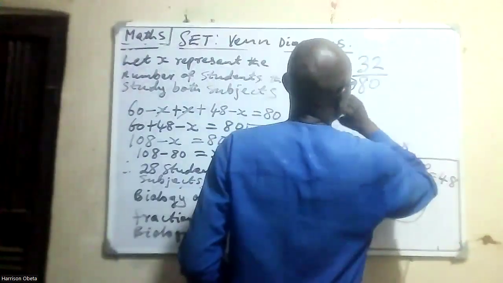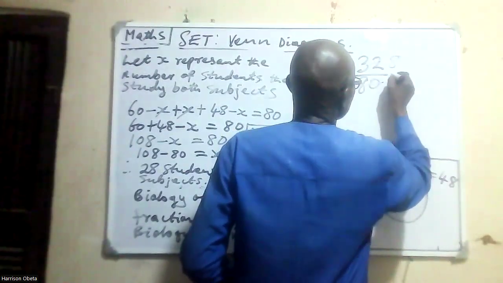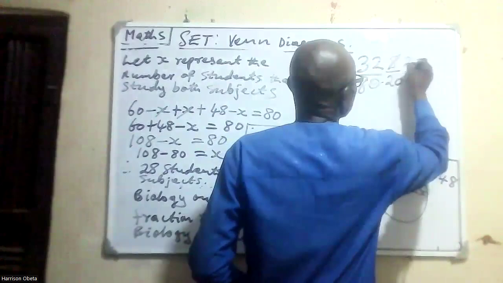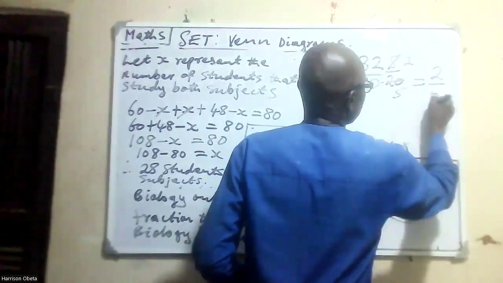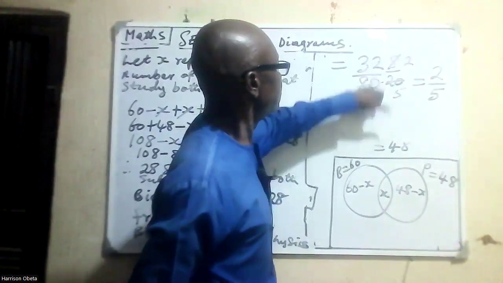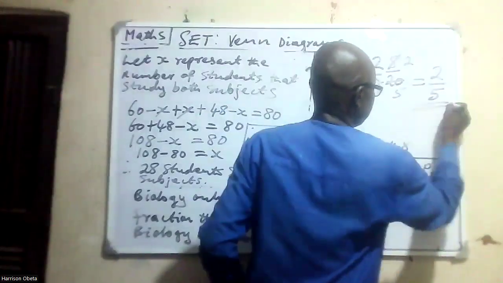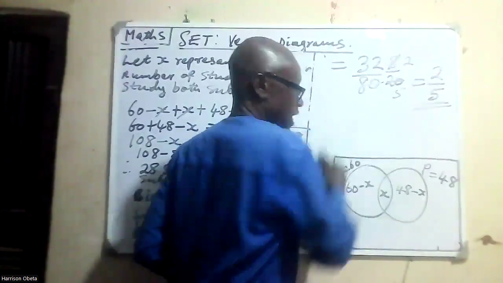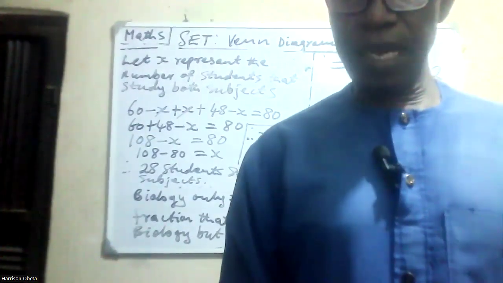So, using 4: 4 here is 8, 4 here is 20, which gives 2 over 5. That's 2/5, and that is the answer to that. And that brings us to the end of that question. So shortly, we are going to see question number 3.